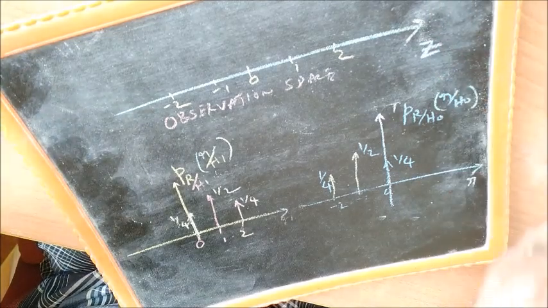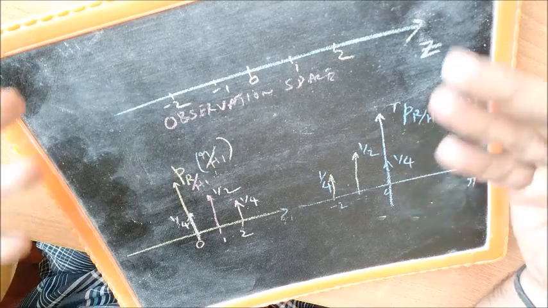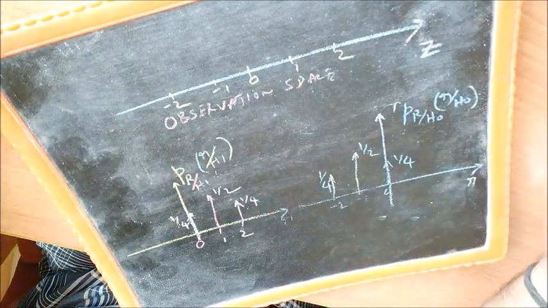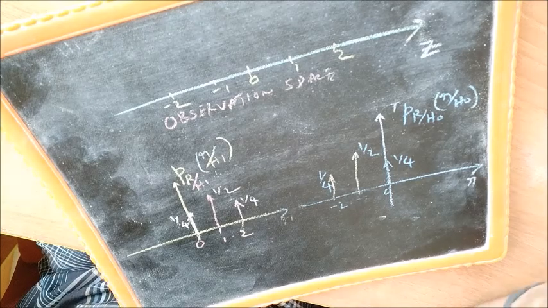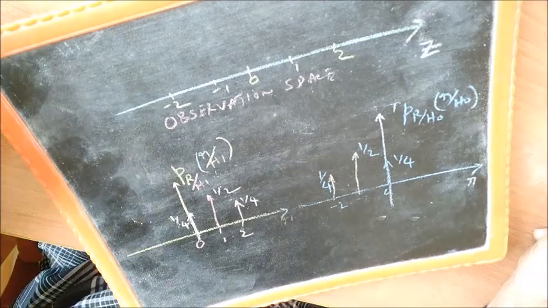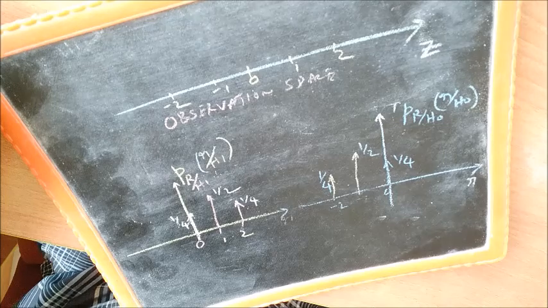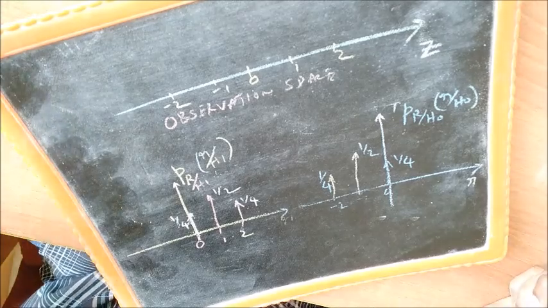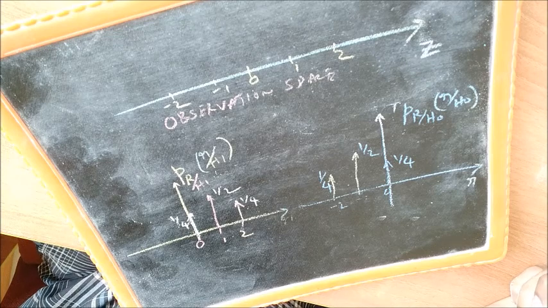Now we have to use a decision rule, and using the decision rule from this observation space we have to declare whether H1 was the hypothesis or H0. Again, as I said, the decision rule we will arrive at later. Let us first familiarize ourselves with these key basic blocks of a detection problem.